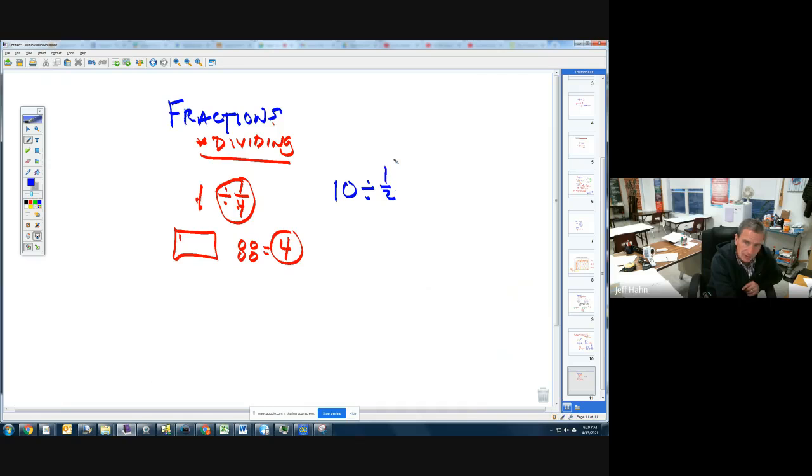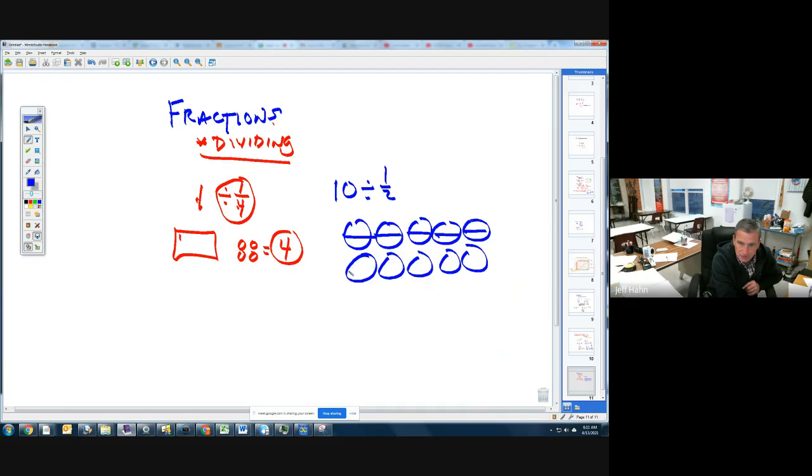What I'm asking you is, if you have 10 circles, how many halves can I get out of 10 circles? The answer to that is, if you count, 2, 4, 6, 8, 10, 12, 14, 16, 18. 10 divided by 1/2 is actually 20. Half of 10 is 5, but 10 divided by 1/2 is 20. So test your parents on that and see if they get that right.